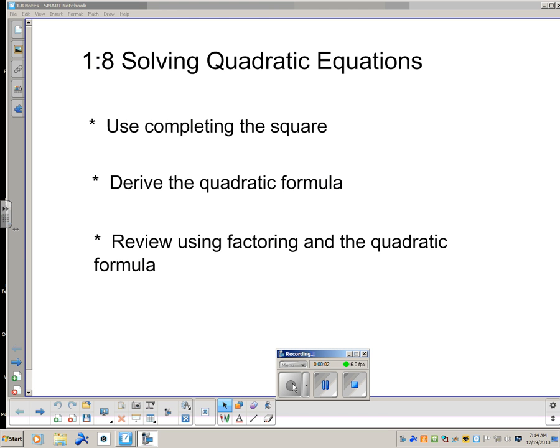All right, so today you should have out your 1-8 note sheet, and we're going to be looking at solving quadratic equations again. You've already done it by factoring, we've done using the quadratic formula, and now we're going to be looking at completing the square. And then I'm also going to show you where the quadratic formula came from. We actually used completing the square to determine the quadratic formula to begin with. And then we'll just do some basic review of factoring and the quadratic formula.